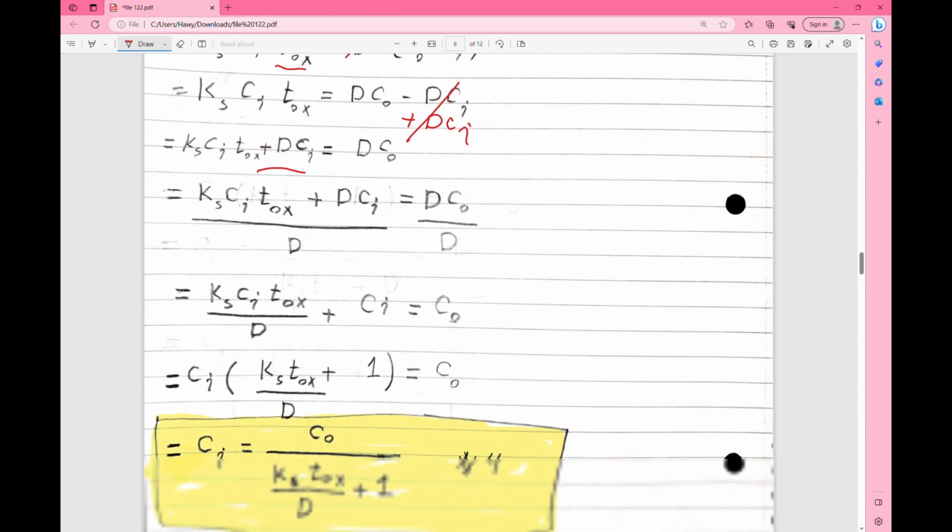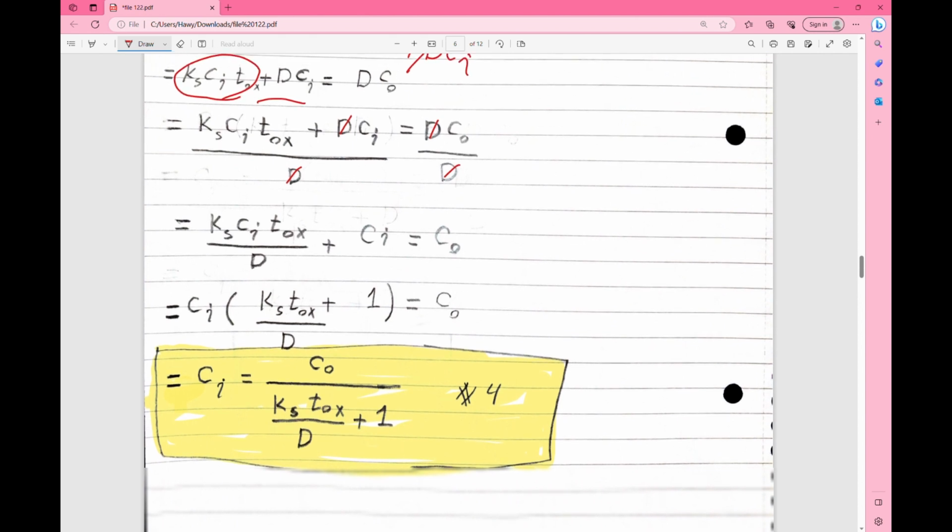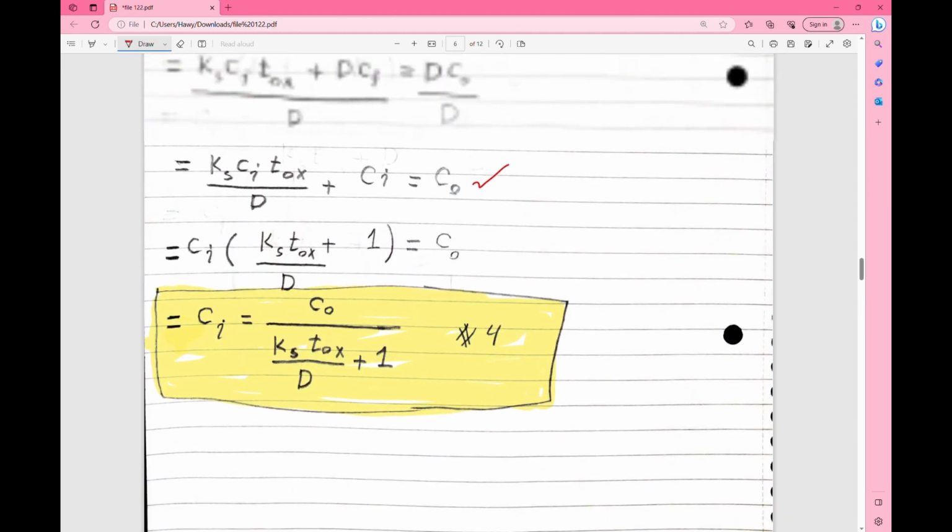Now just divide by D. We divide this part by D and this part by D. D here will be gone, and here D will be gone, and this part will be multiplied over D, plus Cs equals C naught. Now take Ci outside, both of them, and we will have the solution in this way.